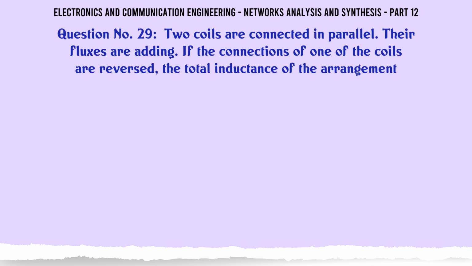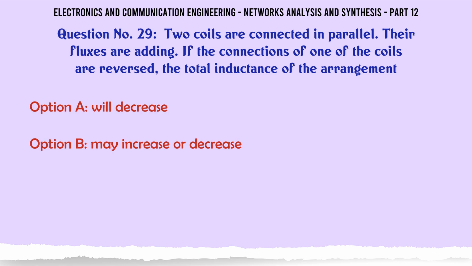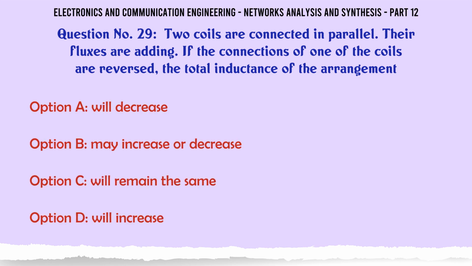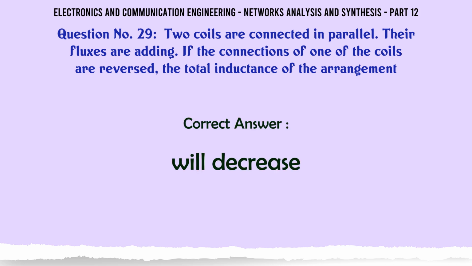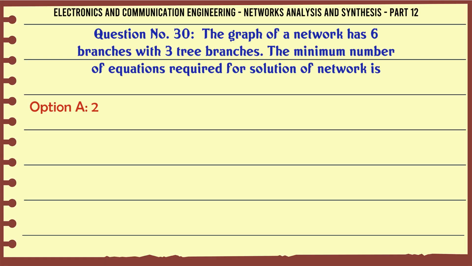Two coils are connected in parallel. Their fluxes are adding. If the connections of one of the coils are reversed, the total inductance of the arrangement A) will decrease, B) may increase or decrease, C) will remain the same, D) will increase. The correct answer is will decrease. The graph of a network has 6 branches with 3 tree branches. The minimum number of equations required for solution of the network is A) 2, B) 3, C) 4, D) 5. The correct answer is 3.